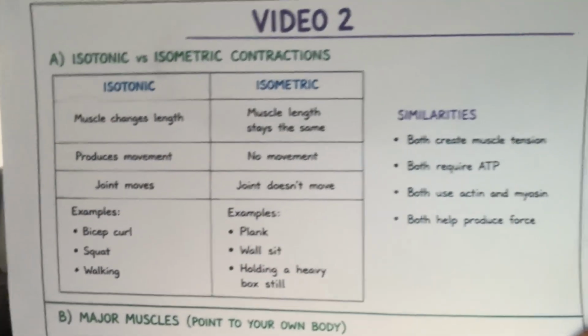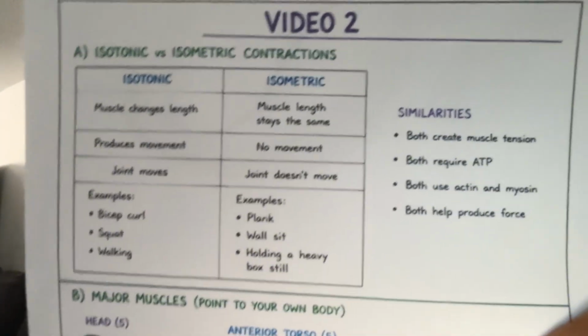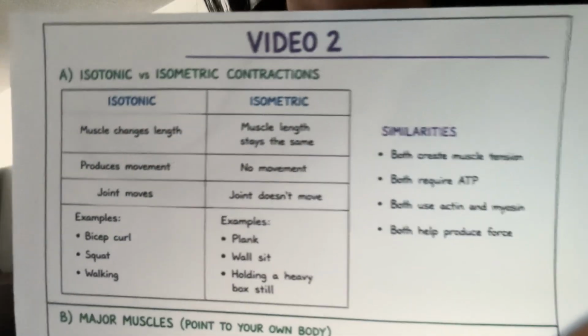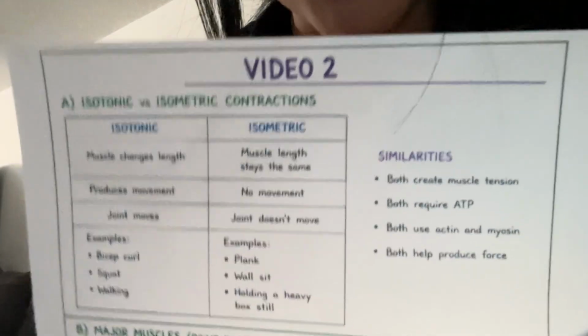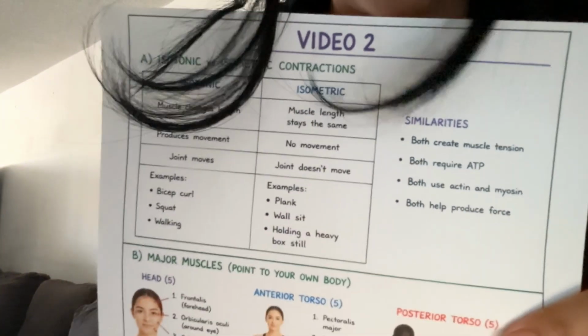In isotonic contraction, the muscle changes length while still producing movement. There are two types. A concentric contraction is when the muscle shortens. Let's say we're lifting a dumbbell during the bicep curl. That is a concentric muscle contraction. An eccentric contraction is when the muscle lengthens while still producing force. A good example is lowering the dumbbell.